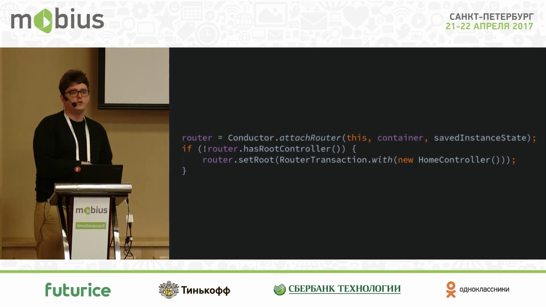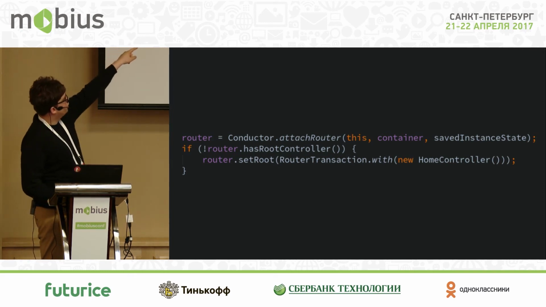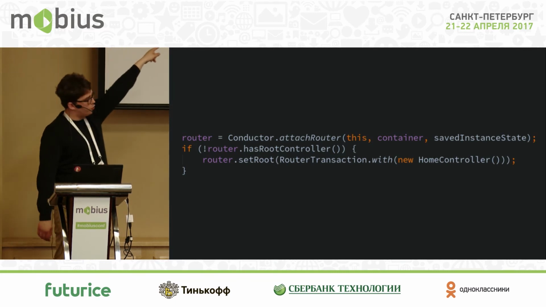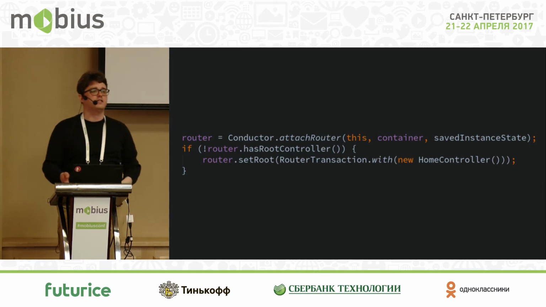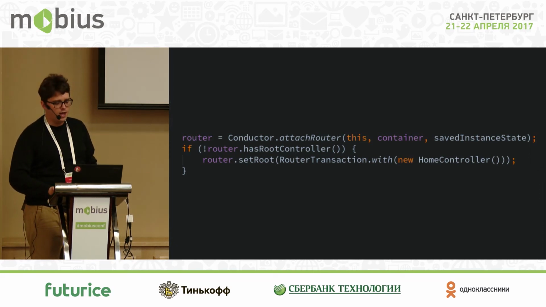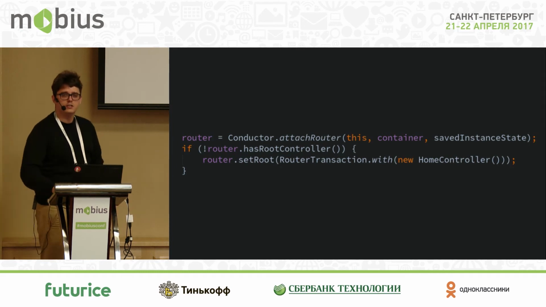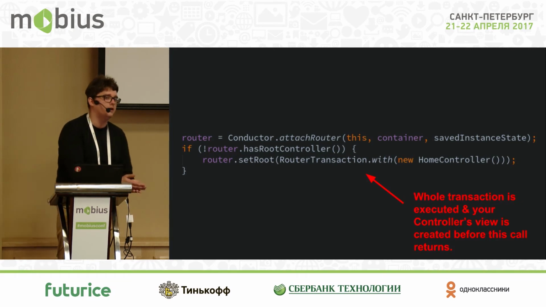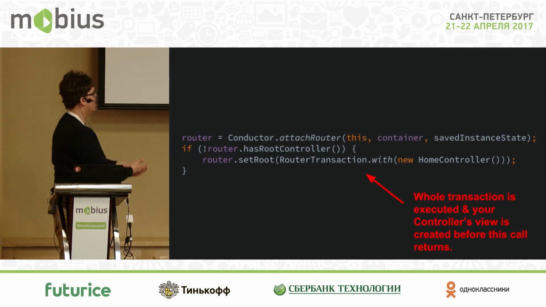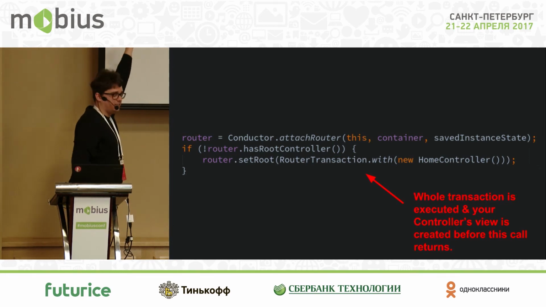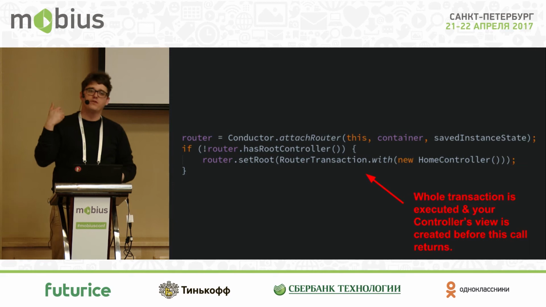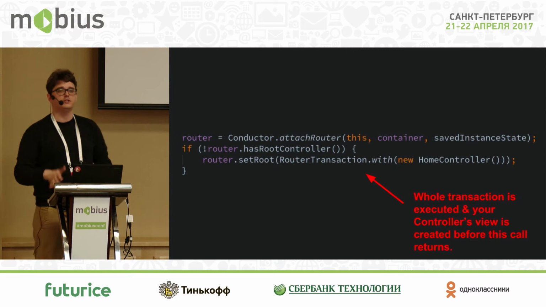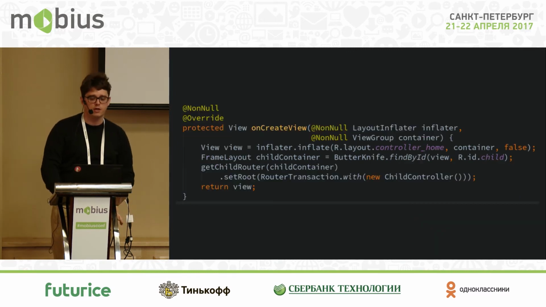So this is basically the activity onCreate code. You are attaching your router, you're passing the saved instance state, and you are getting a router object. hasRootController is basically the equivalent of checking whether the saved instance state is null or not. And then you are attaching some controller via the transaction. And the super cool thing, no matter when you are invoking this, after this line, I can even write on the next line in this if, your view is created, your controller is attached, everything works, you can rely on it, it always behaves in the same way, no matter what you call it.